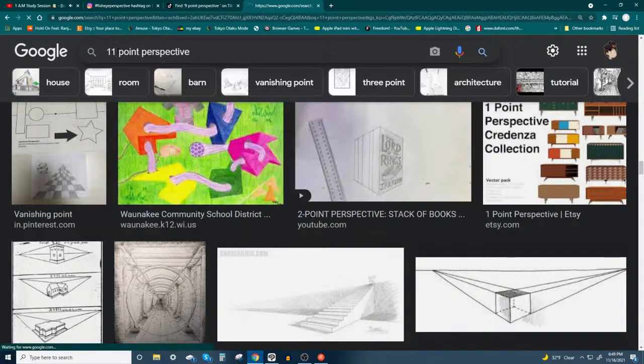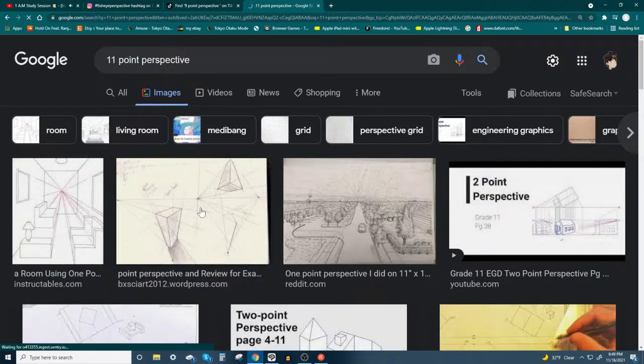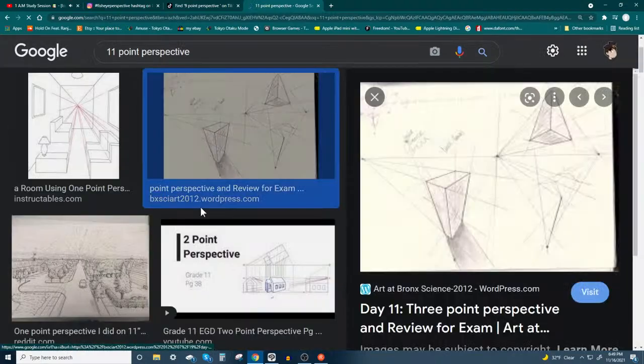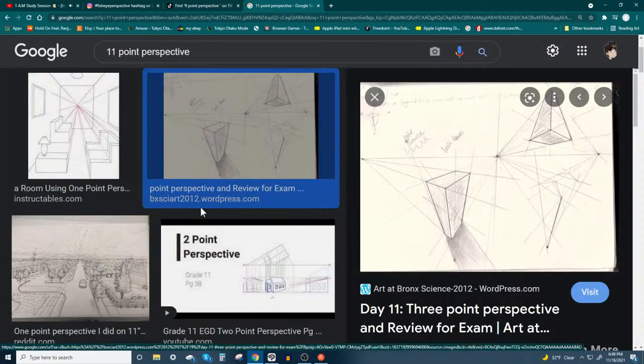What's this 11 point perspective look like, if they can give it to me? Is this it? It's a lot. That's a lot. That's a lot of perspective.